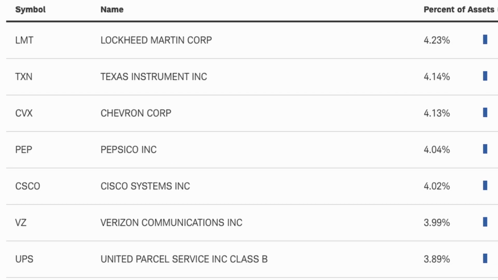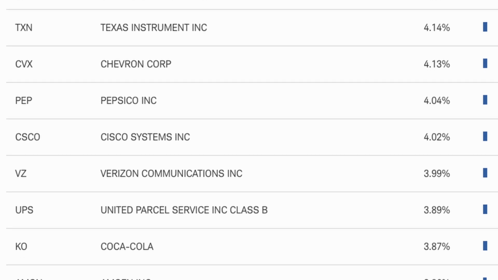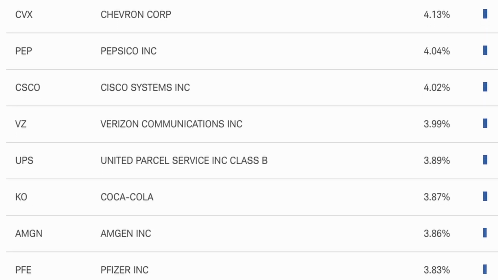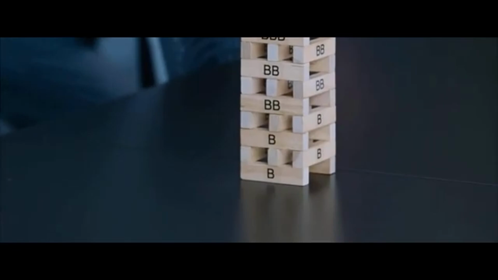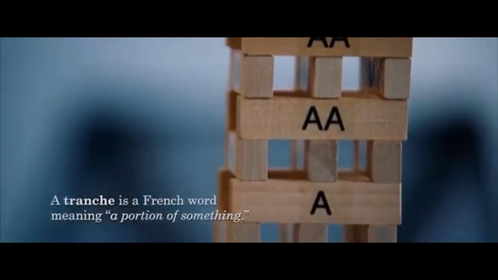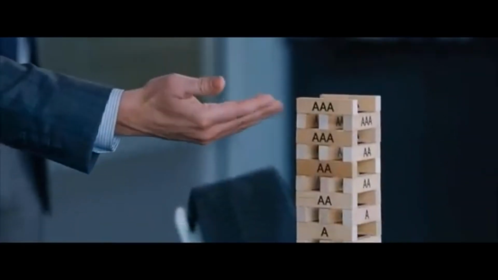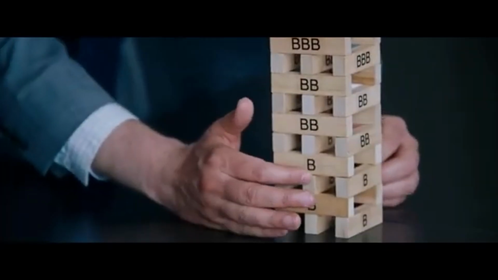SCHD's portfolio includes pivotal companies such as Lockheed Martin, Texas Instruments, Chevron, Pepsi, Cisco Systems, Verizon, UPS, Coca-Cola, Amgen, and Pfizer. Each company not only brings a strong dividend history and financial stability, but also significantly impacts the ETF's performance with their specific weightings. For example, Lockheed Martin might constitute 4.23% of the ETF, while Texas Instruments might constitute 4.14%, and so forth. This granular detail highlights the diversified yet strategic investment approach of SCHD across various sectors.